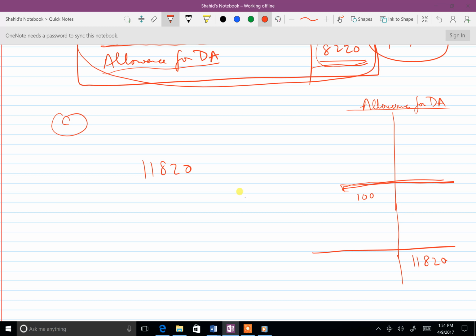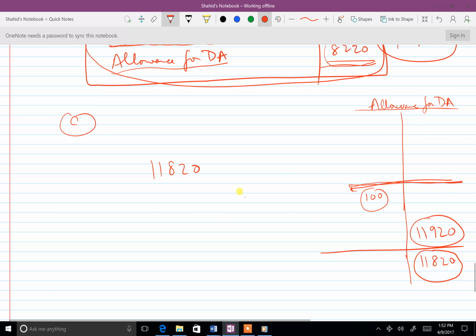That's what we want to see here, 11,820 credit. So in order, if it's $100 debit, in order to make it a 11,820 final balance, we gotta put a credit of 11,920, right? Because the $100 debit will reduce this credit, and eventually you will be left with a 11,820 credit.